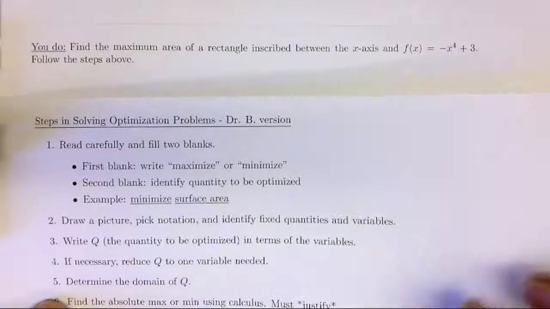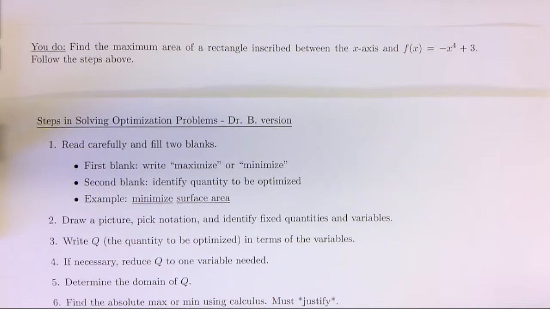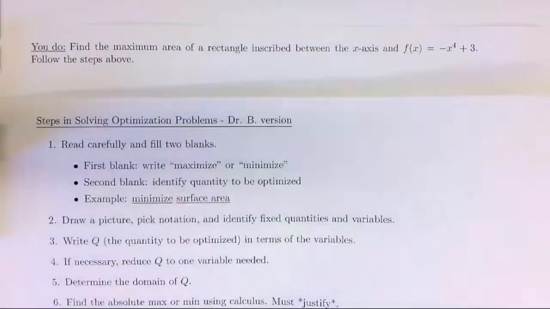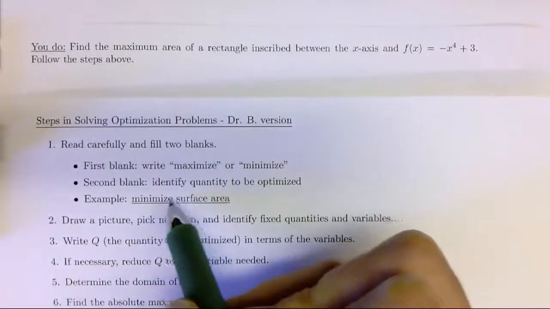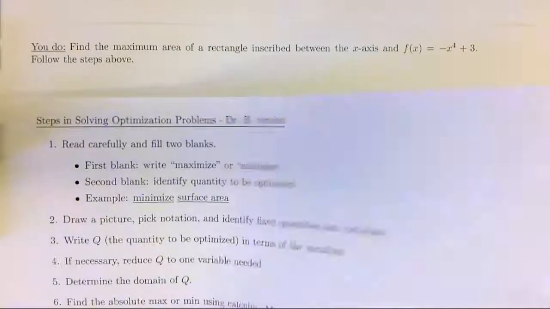Okay, so we're going to practice solving optimization problems. It's good to have an outline to follow, and so these are my version of the steps that are proposed in your textbook. Let's start by reading and then filling in two words. The first word is going to be either maximize or minimize, and the second word is what it is we want to maximize or minimize. What do we want to optimize?